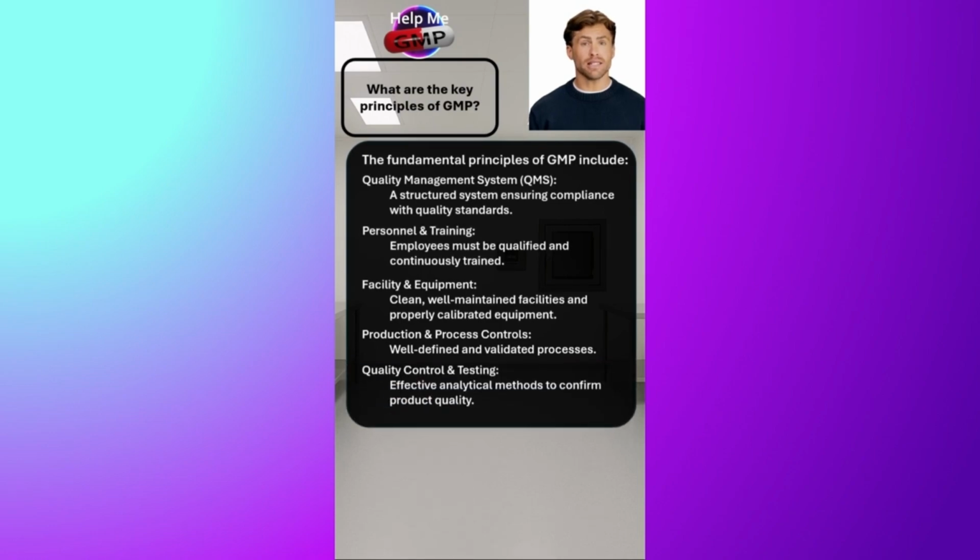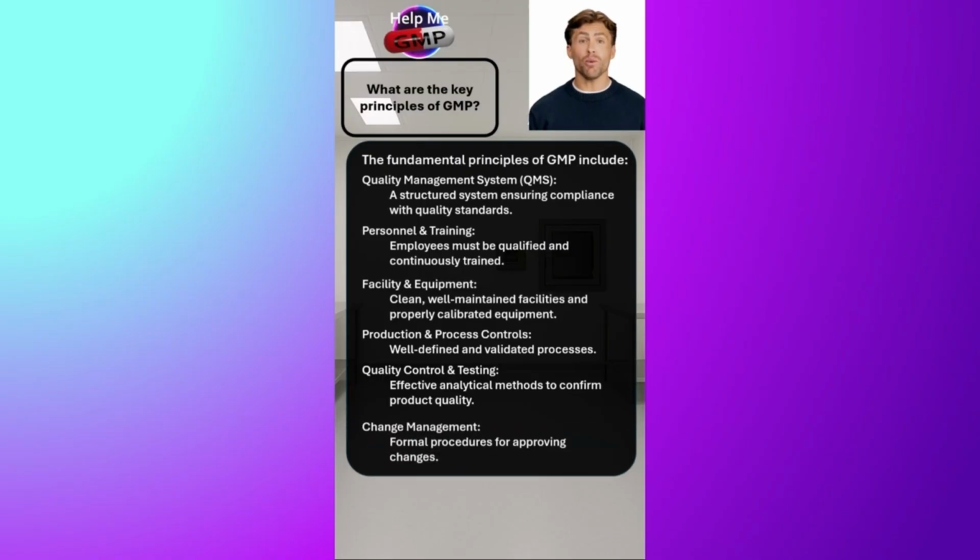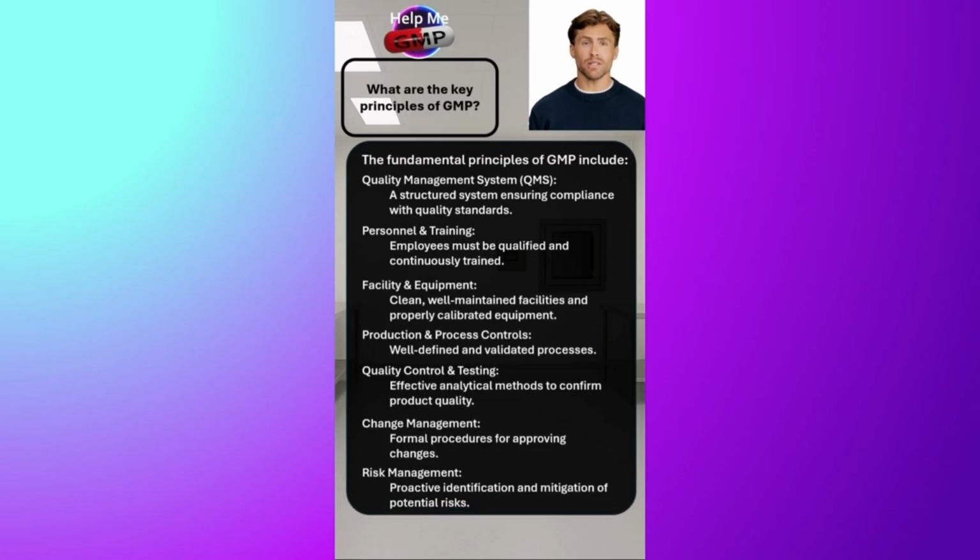Quality control and testing require effective analytical methods to confirm product quality. Change management involves formal procedures for approving any alterations. Risk management is about proactively identifying and mitigating potential risks. Documentation and record keeping should be complete, clear, and traceable.